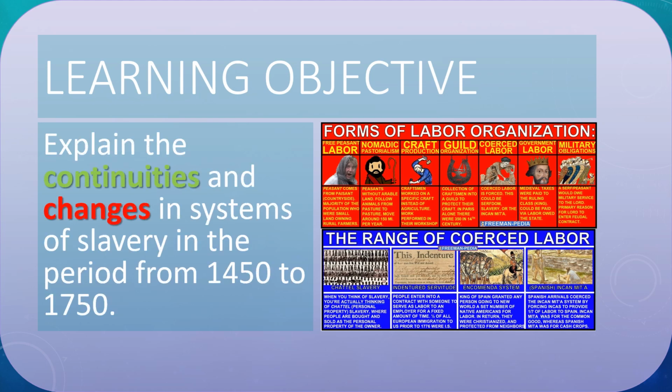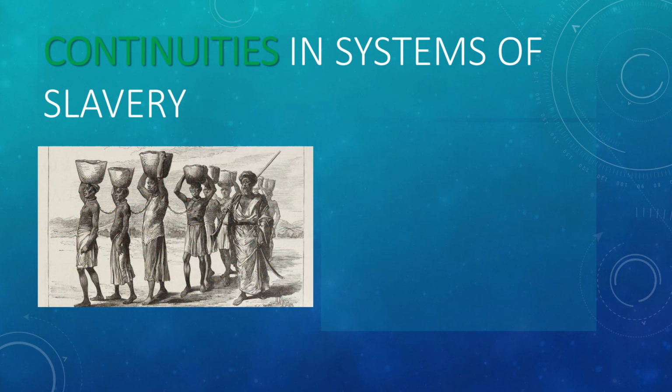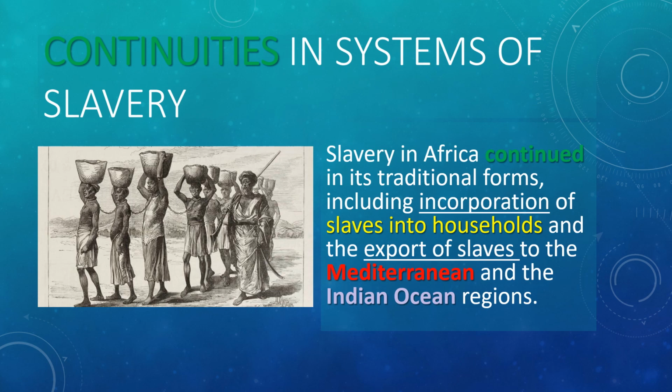One of the last learning objectives here, more on continuities and changes. Explain the continuities and changes in systems of slavery in the period from 1450 to 1750. Here are some continuities in systems of slavery, right? And this is very basic here. We're really looking at location in the continuities and the change.